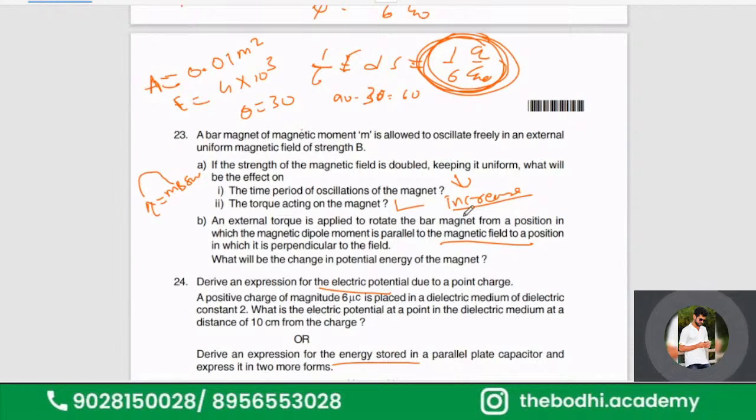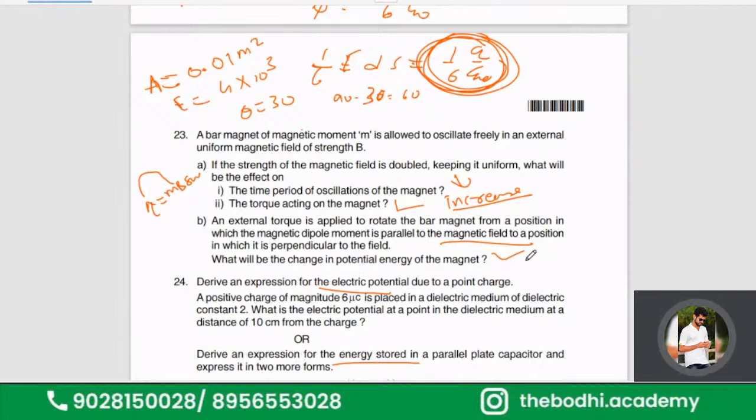An external torque is applied to rotate the bar magnet from a position in which the magnetic dipole moment is parallel to the magnetic field to a position in which it is perpendicular to the field. What will be the change in the potential energy of the magnet? Okay, now potential energy. It's going to be a little bit tricky.